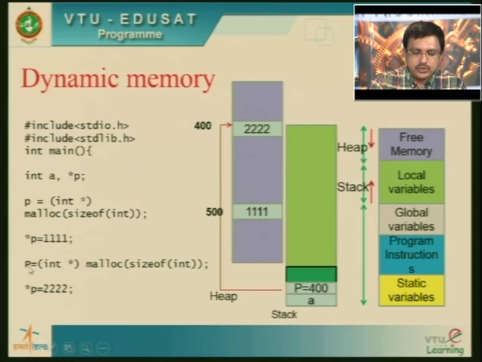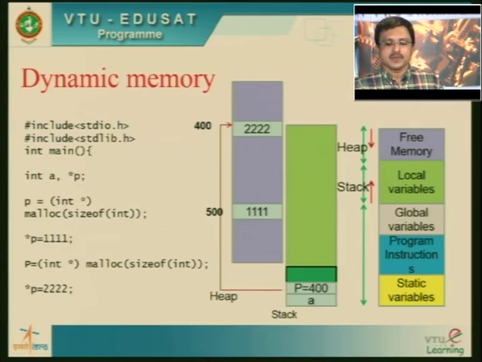And then what did you do? You use the same pointer p, but allocated a different space. So you got another 4 bytes whose starting address is 400. After the execution of the second malloc statement, the p value is 400. Before that it was 500, and I used that to assign 1111. Now I assign star p to 222. So that's what you get. This is how you manipulate heap memory.